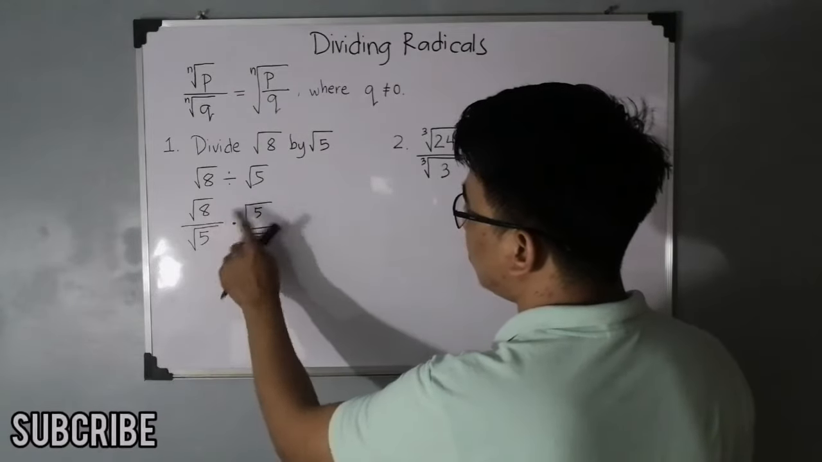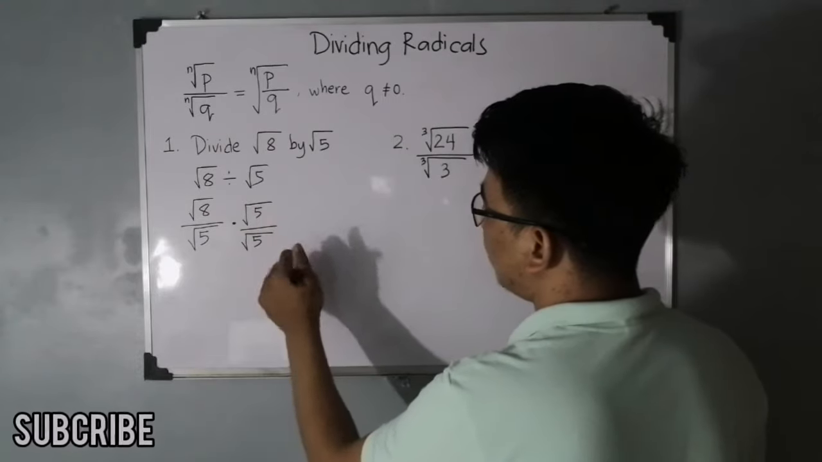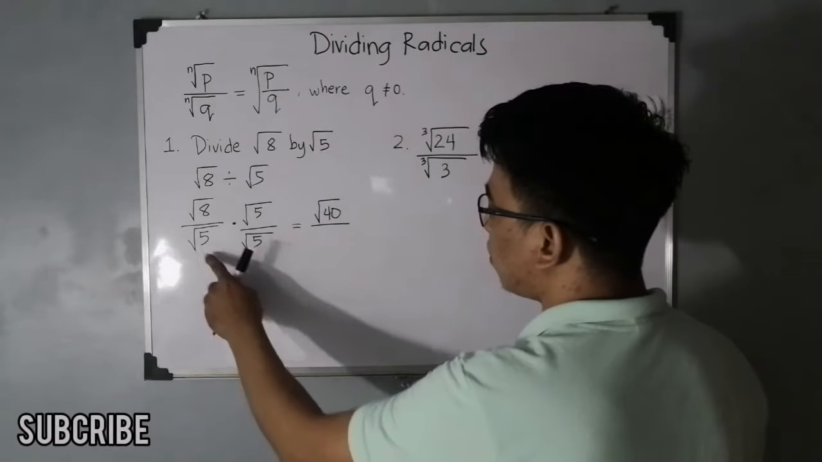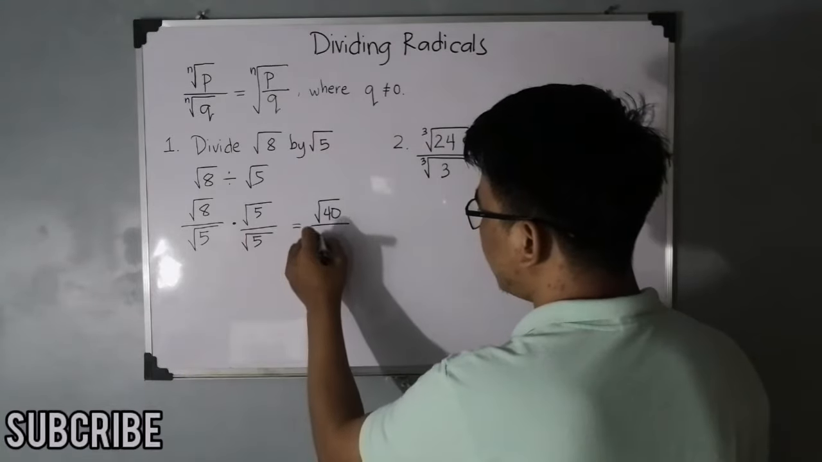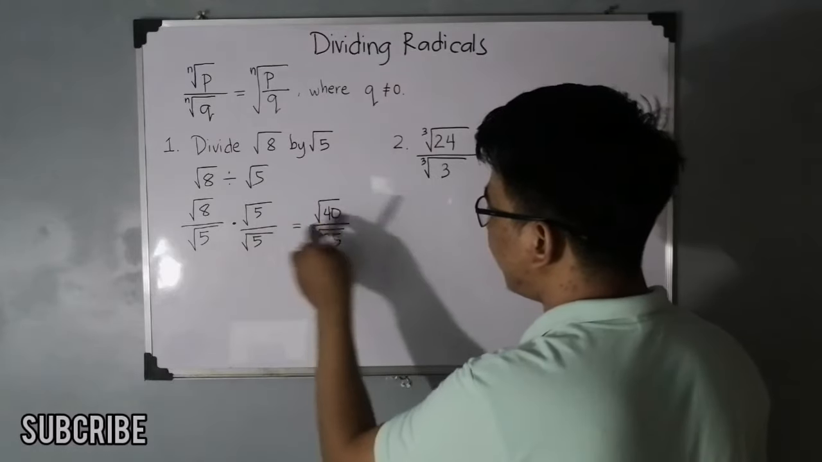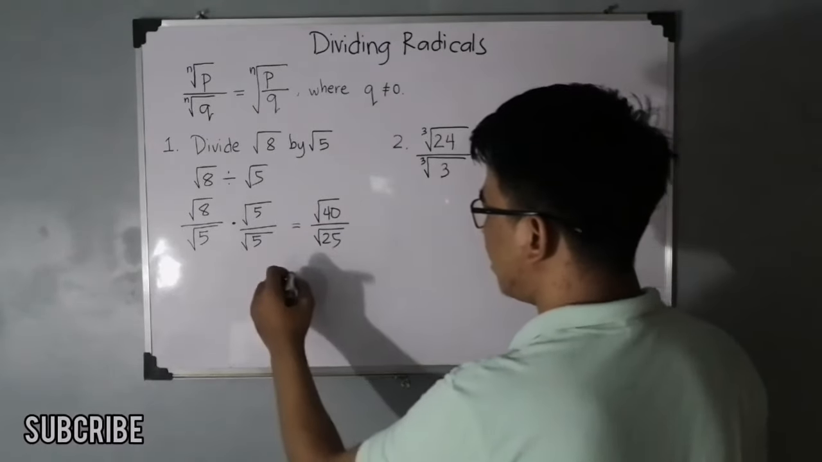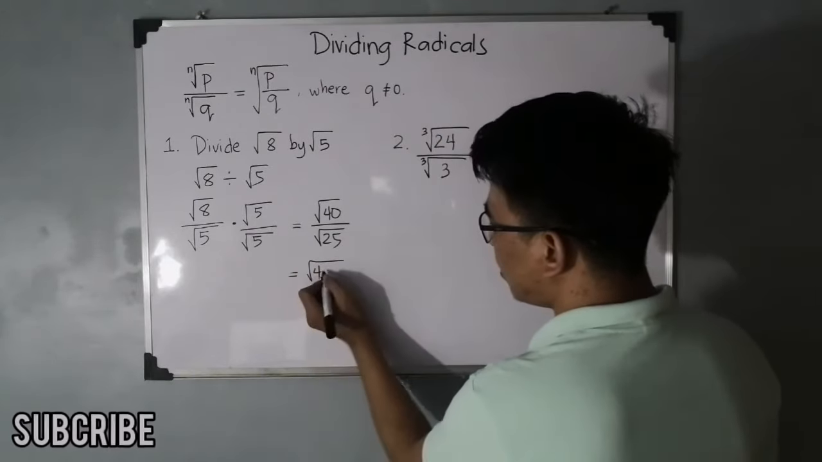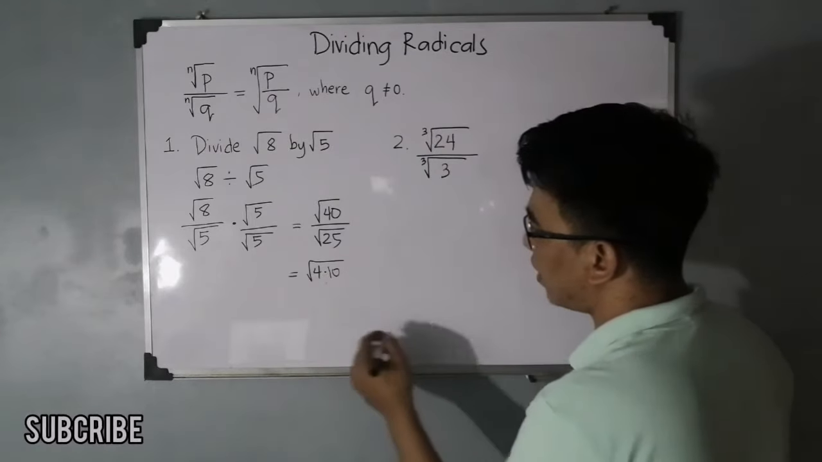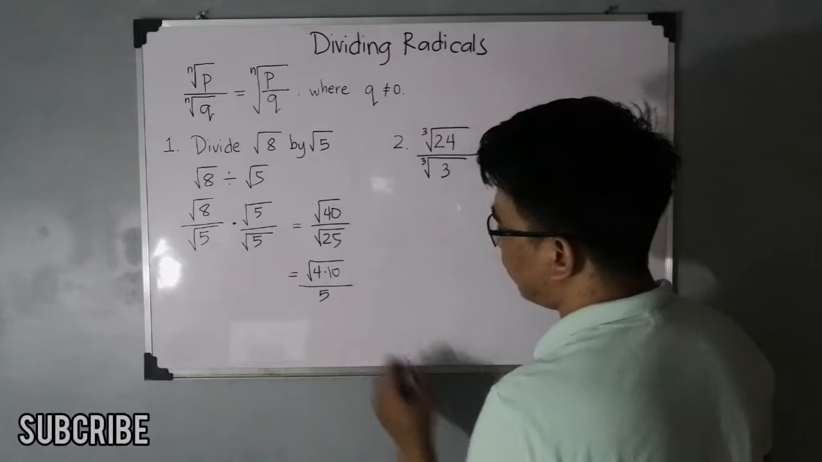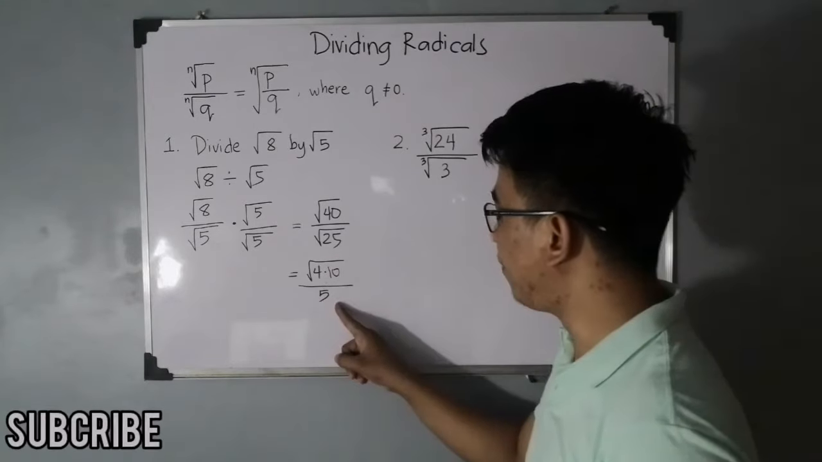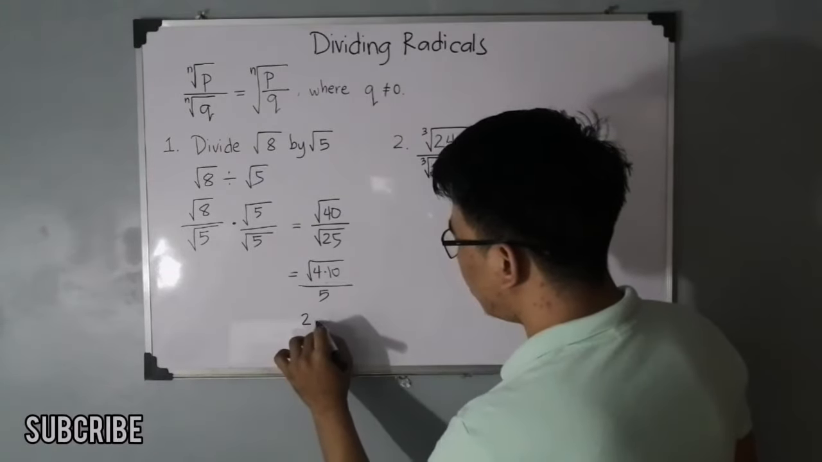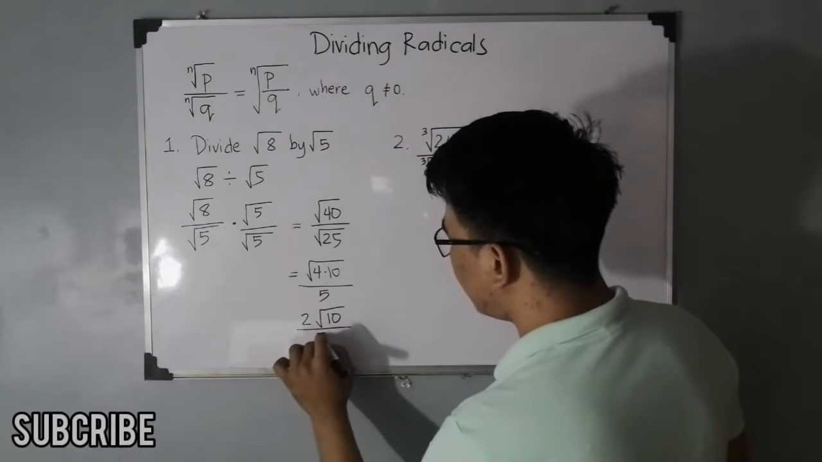So, multiplying these numbers, this will give you the square root of 8 times the square root of 5, that is the square root of 40. Wherein, for your denominator, the square root of 5 times the square root of 5, that is the square root of 25. And simplifying this number, 40 can be factored out as the square root of 4 times 10. We can simplify 40, right? And then over 5, because the square root of 25 is simply 5. And simplifying your numerator, the square root of 4 is 2. The square root of 10 over 5.